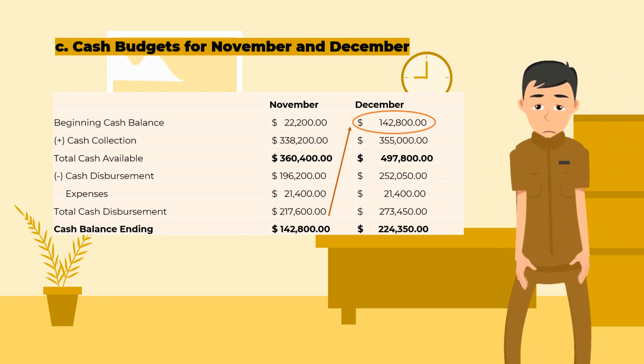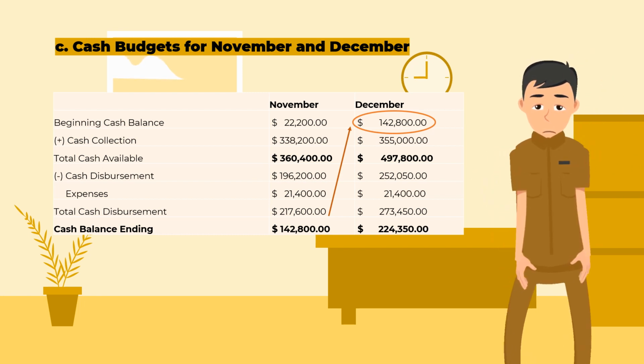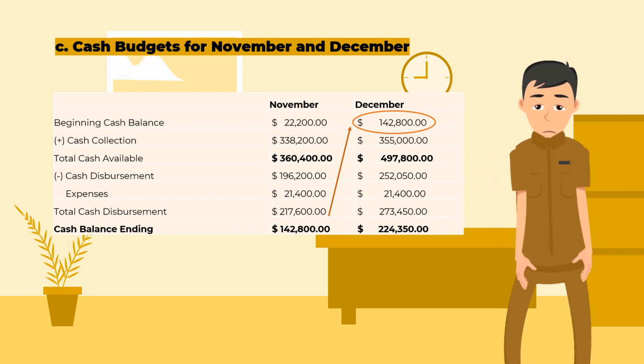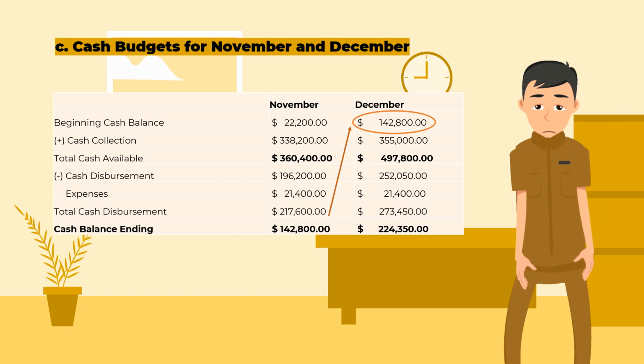And then minus the cash disbursement, also from the previous slide, which is 252,050, and then add the expenses from the question. It says that expenses are on each month, so 21,400, and then the total cash disbursement, we just minus it from the total cash available for December, and then we can get 224,350 for the ending cash balance for December.